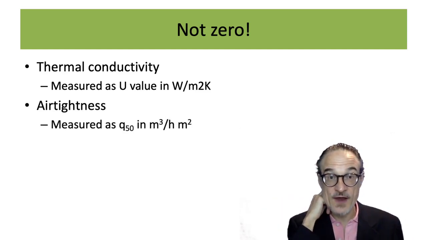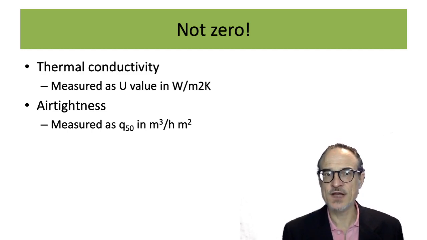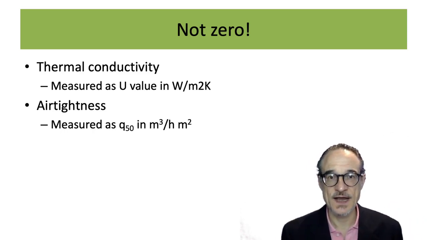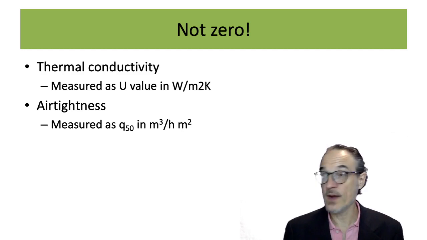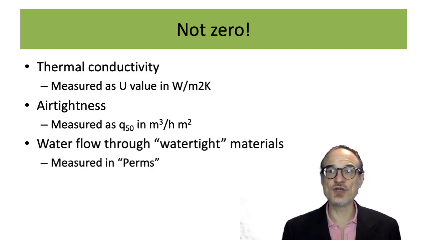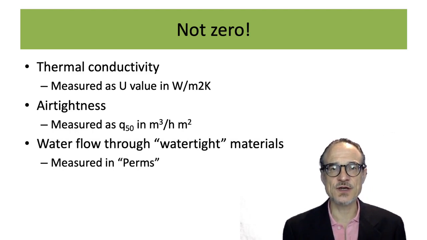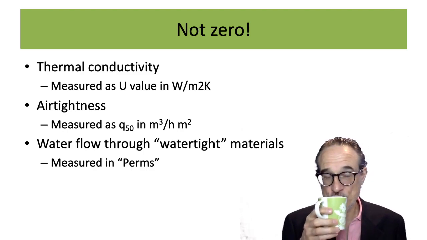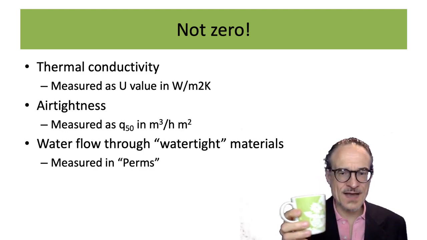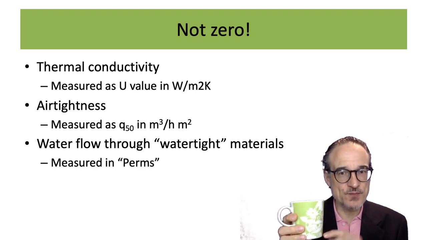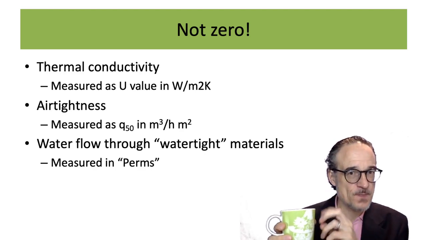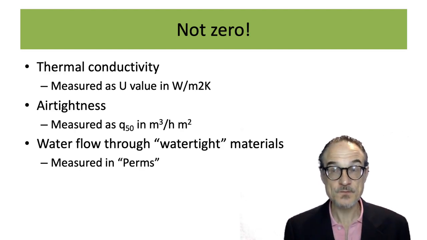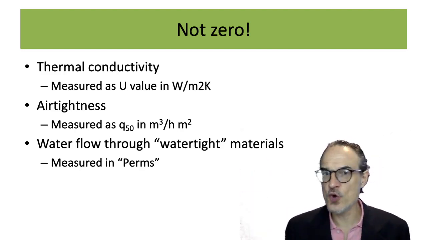We can make buildings very, very airtight, but they're never really going to be 100% airtight. There'll always be somewhere where air is leaking out. It may be very slow, maybe a very small amount. And also, nothing is completely watertight. Things can be very high level. I'm drinking from this cup, and water's going to take a very long time to get through this cup. It will evaporate before it leaks through the cup. So the materials we use for buildings can be very, very close to zero, but no materials are quite at zero.